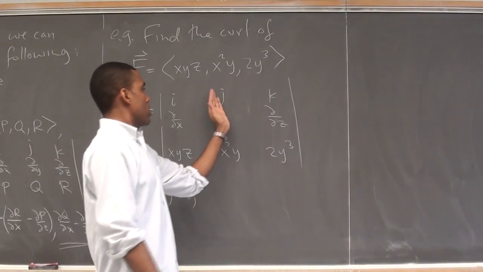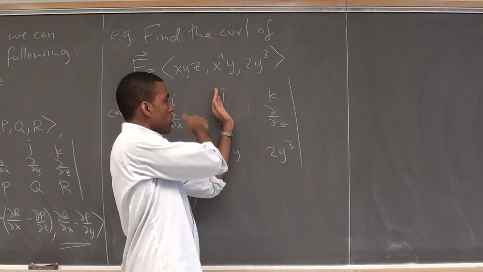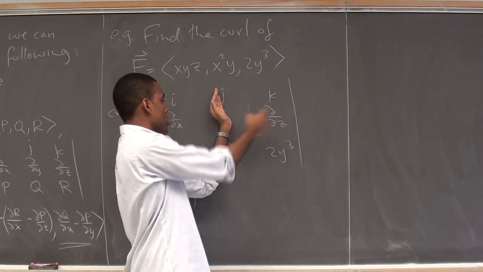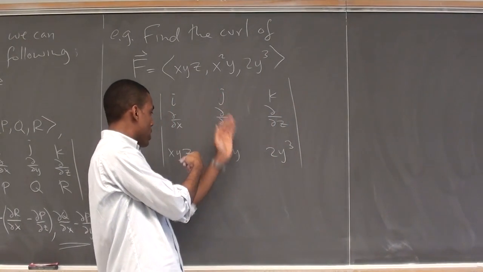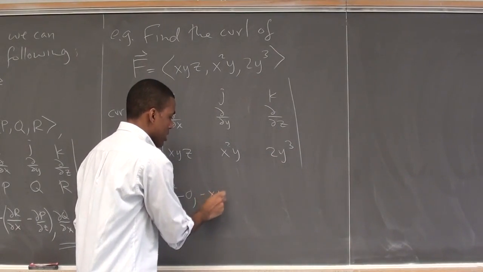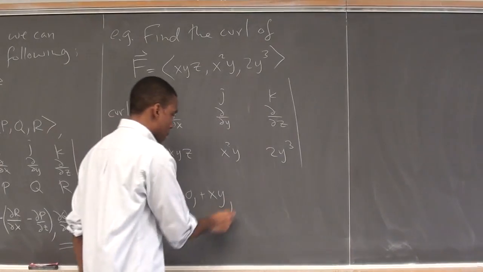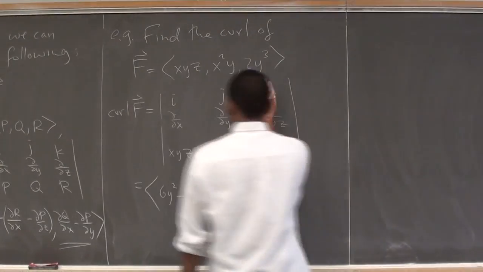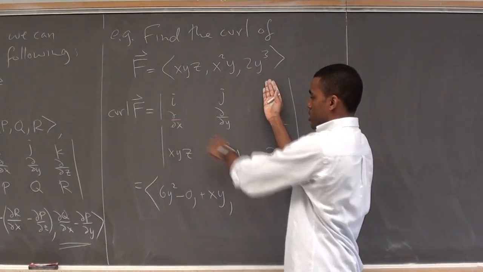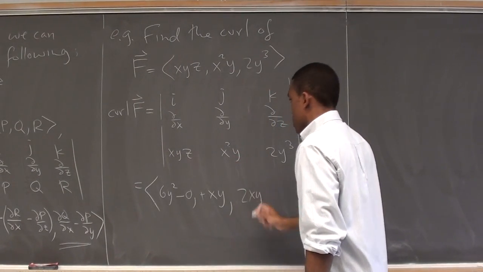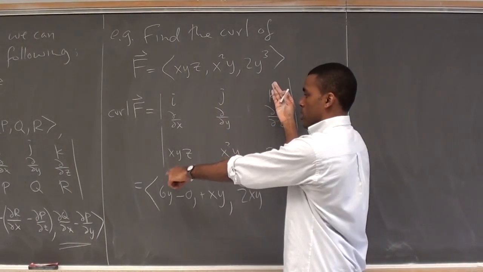The middle term, you cover this guy up. Partial with respect to x of this, which is 0, minus partial with respect to z of that, which is xy. So it's minus xy, but you automatically just take the negative of the middle component and get that guy. Cover the last thing. Partial with respect to x of this guy, 2xy, minus partial with respect to y of that guy.